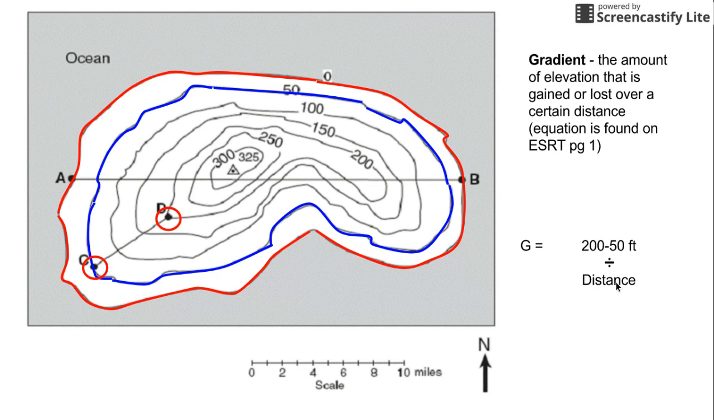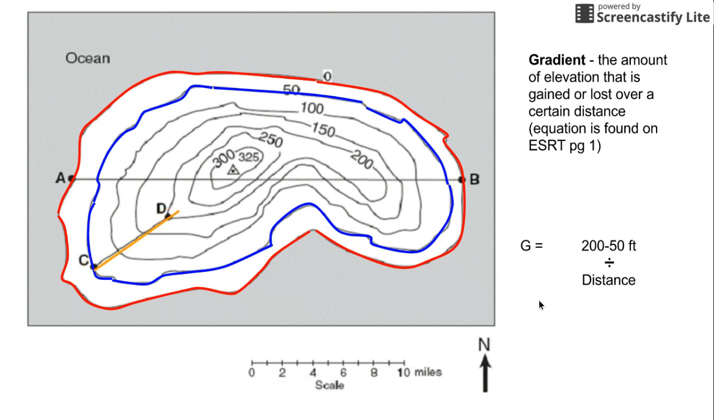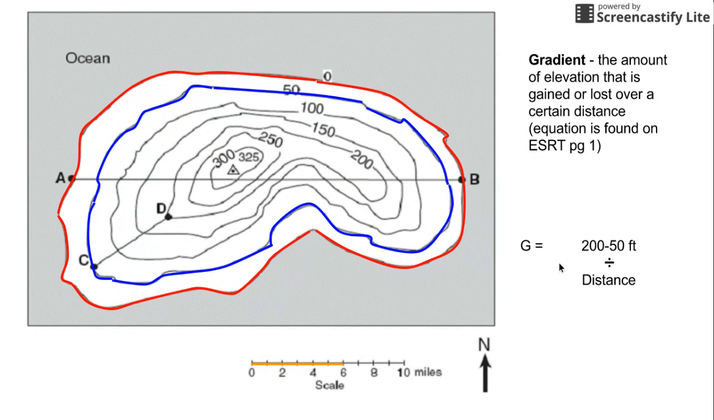Now we have to take care of the distance part, and to do that we're going to use our scale down here. When you actually do this, you're going to have a piece of paper and line it up on your topographic map. Line your piece of paper straight on the line between points C and D, or whatever gradient you are getting for your particular map, and mark with a pen or pencil on your paper the point at C and the point at D. Once you've done that, you can move that piece of paper down to your scale and see the distance between points C and D. In this case, the distance between C and D is 6 miles.